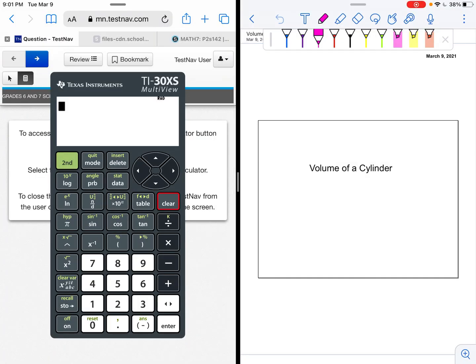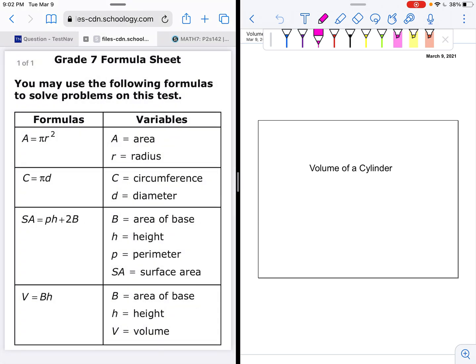So today's lesson is volume of cylinders, so you will need a calculator and your formula sheet. So let's start with the formula itself.